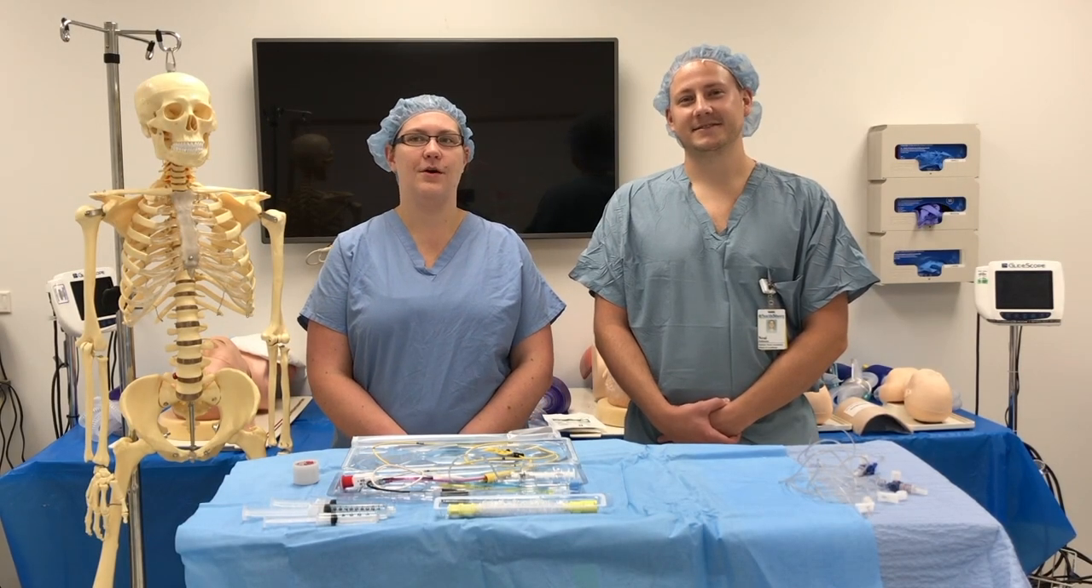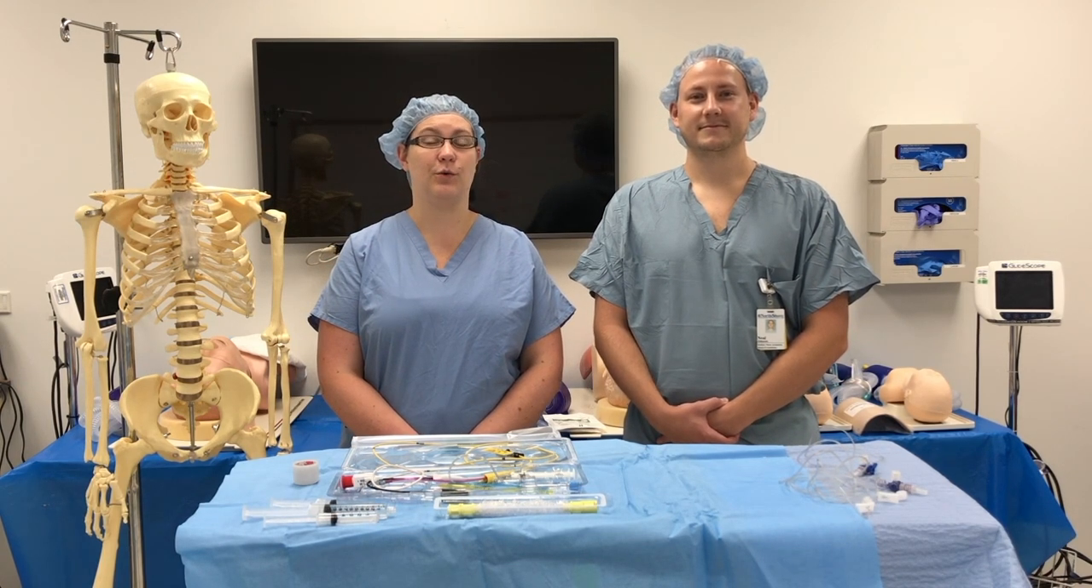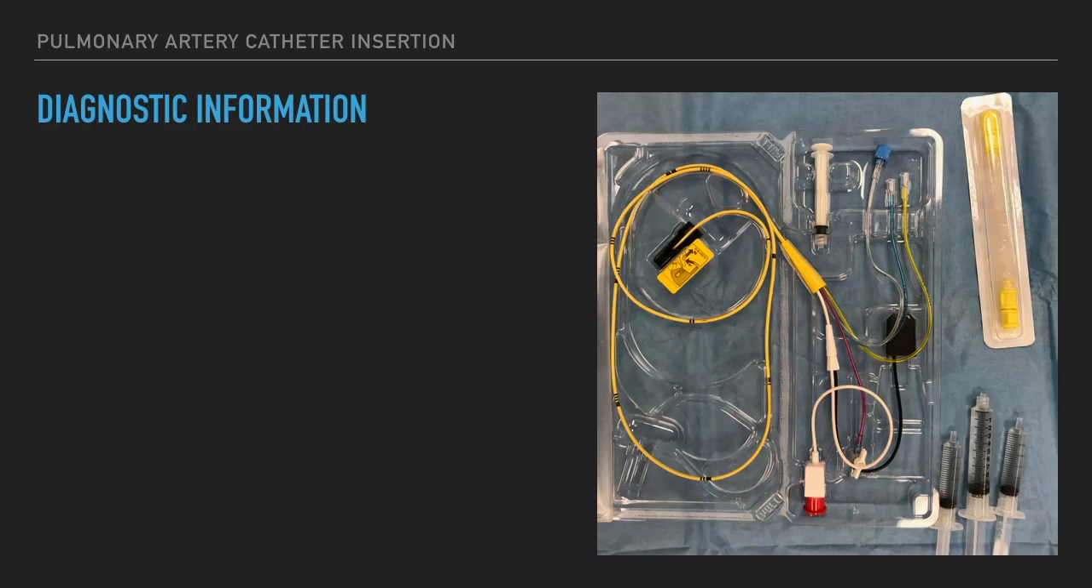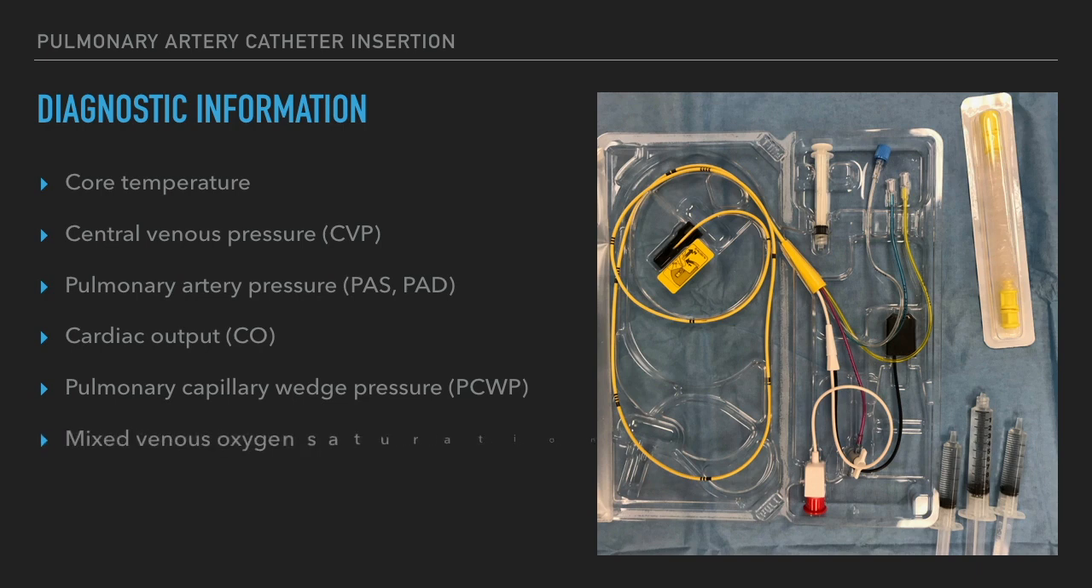And I'm Neil Johnson. We are senior SRNAs, and today we will be teaching you how to insert a pulmonary artery catheter, which we will refer to as a PA catheter for this video. The PA catheter was first introduced in the 1970s and significantly increased the amount of patient diagnostic information available to clinicians. PA catheters allow for monitoring of core temperature, central venous pressure, pulmonary artery pressure, cardiac output, and pulmonary capillary wedge pressure. Some PA catheters allow for monitoring of mixed venous oxygen saturation.